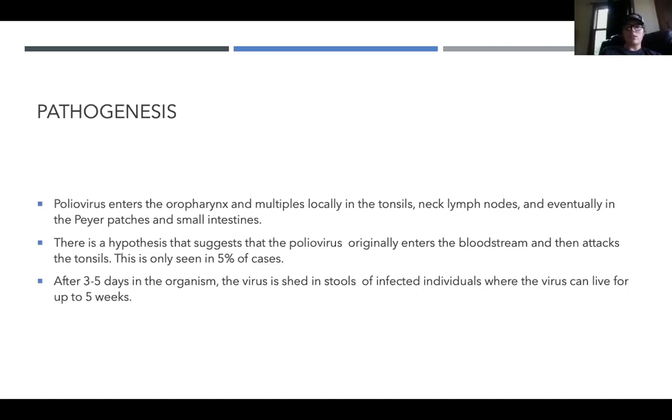So the true pathogenesis, polio does enter the oropharynx most of the time, and that's just due to feces contamination and people putting their hands in their mouth. It multiplies locally in the tonsils, neck lymph nodes, and the small intestines. And then there's a hypothesis that actually, because it's been seen in 5% of the cases, that the poliovirus will enter the bloodstream first and then travel to the tonsils where it will continue to multiply. But since that's only seen in such rare cases, the common acceptance is that it's just oral transmission.